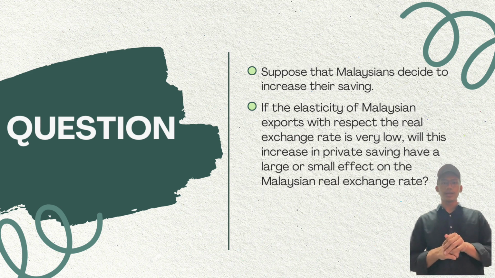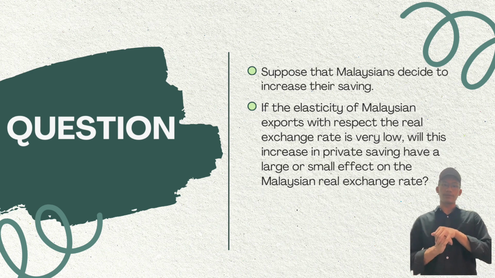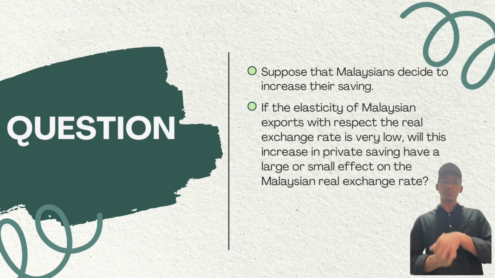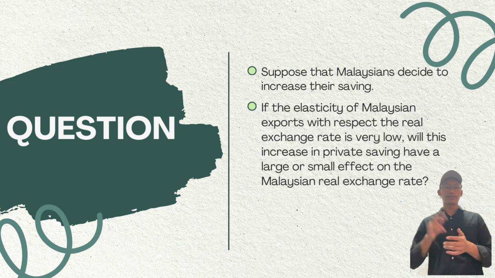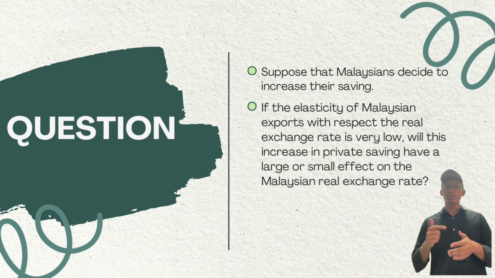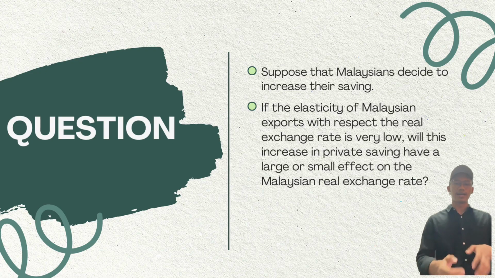If you take a look, the question is giving a situation in which Malaysians decide to increase their saving. So, the question is asking if the elasticity of Malaysian export with respect to real exchange rate is very low, will this increase in private savings have a large or small effect on the Malaysian's real exchange rate? To answer this, I will break down the key concepts, like the types of exchange rate, what happens when private savings increase, and how elasticity of exports plays a role in determining the final effect.